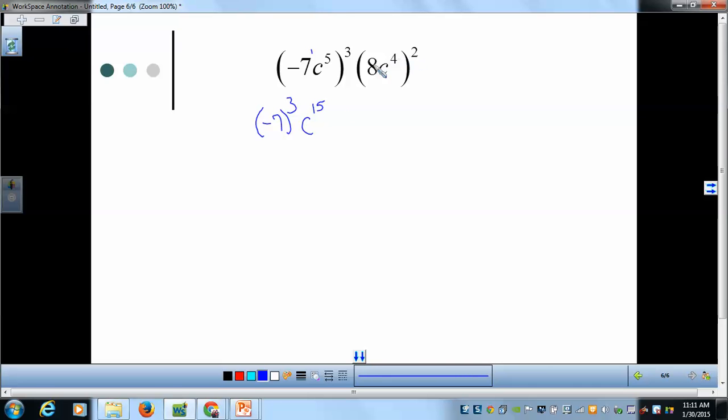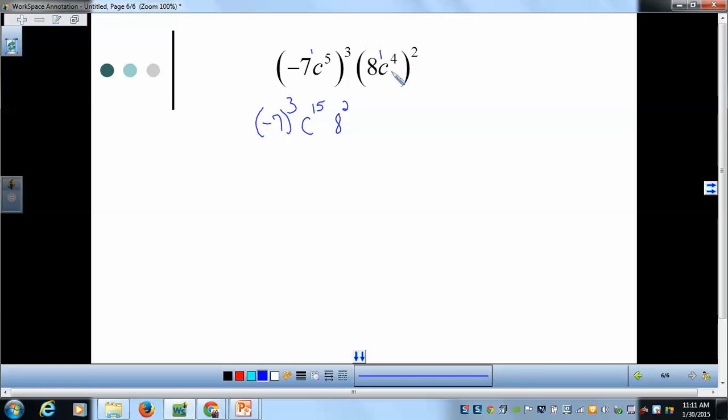Then I go to my next parenthesis. Once again, this is 8 to the 1st power. So I have 2 8's, so that would be 8 squared. Now notice the difference here. Since this is a positive number, I don't need parentheses. Versus here, if this is a negative number, you will want to put that in parentheses so that the negative is included within your power here.